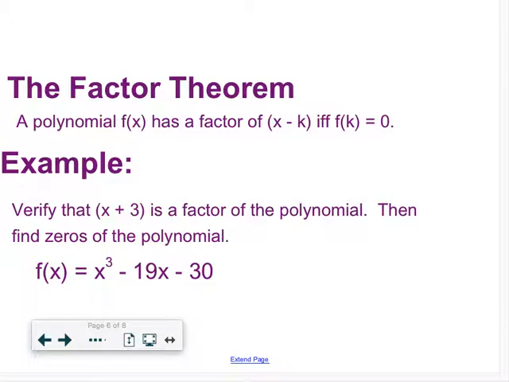This example has a lot of good meat to it, different things that we can look at. So we're going to verify that x plus 3 is a factor. After we verify the factor, then we're going to find the zeros of the polynomial. Because that's really going to be our main goal here. And then f of x is x cubed minus 19x minus 30.